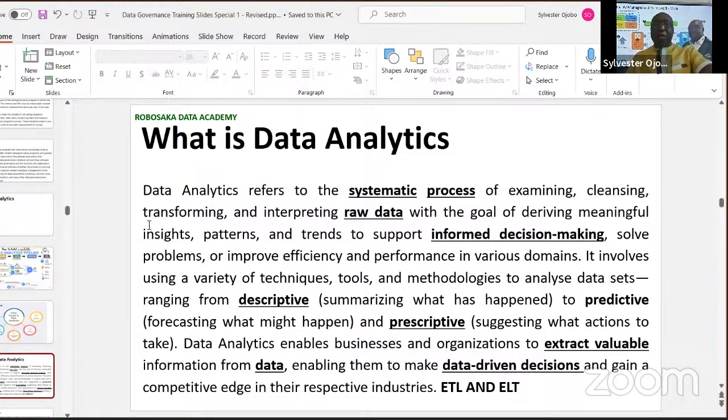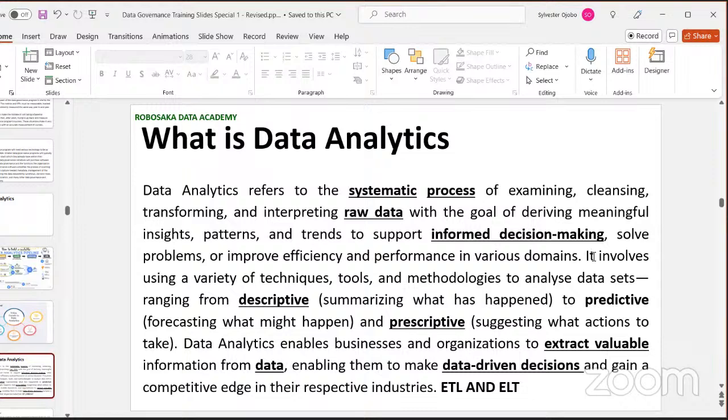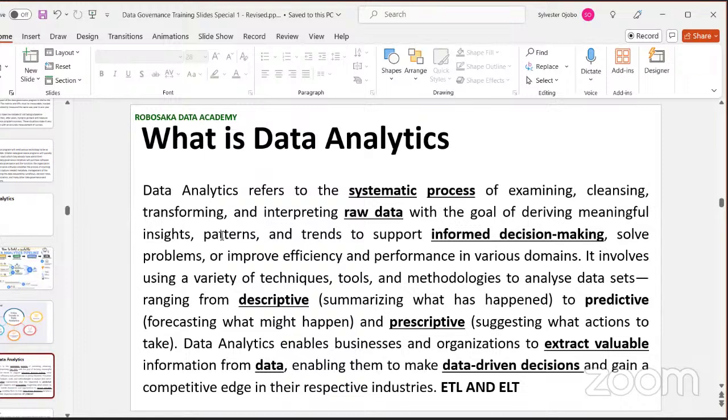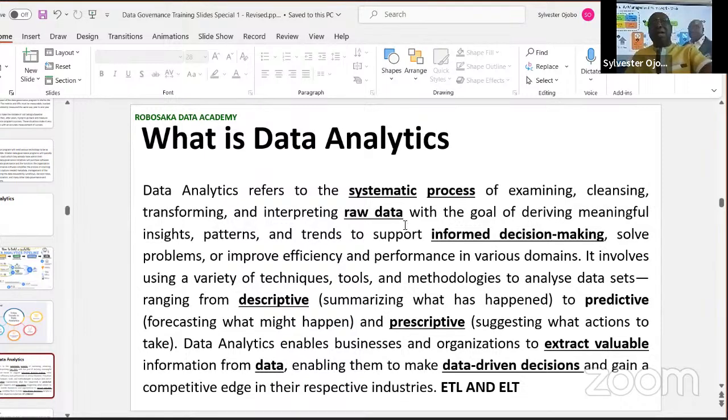If you are working in a CRM platform, you will understand not just the insights, but patterns, and how they really occur normally. Then the trends. These support informed decision making. Very, very important. So what is your work here? It is your systematic process. The first thing is to examine the data. You cleanse the data. You transform the data. And you interpret the raw data.